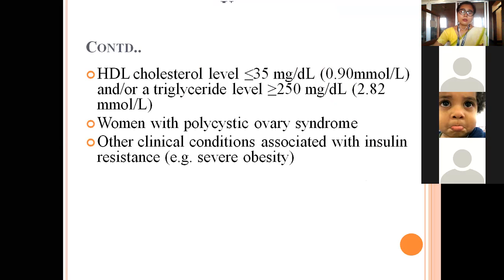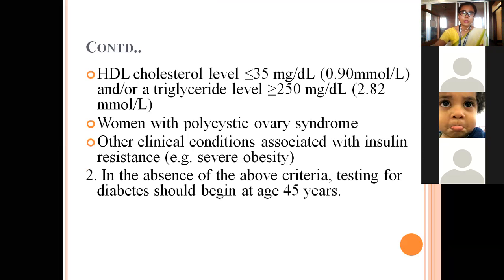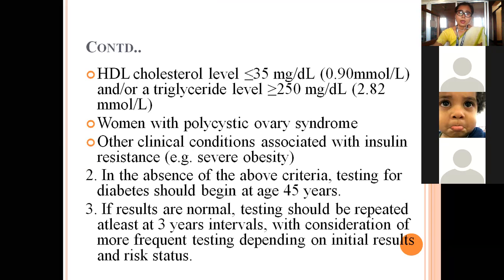And women with polycystic ovary syndrome and other clinical conditions associated with insulin resistance, like severe obesity. Those who are at risk of all this should go for blood glucose level testing. And in the absence of the above criteria, testing for diabetes should begin at the age of 45 years. If results are normal, testing should be repeated at least at 3 year intervals, with consideration of more frequent testing depending on initial results and risk status.